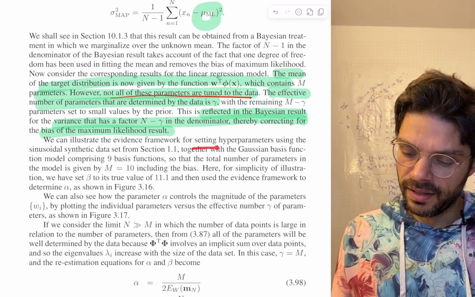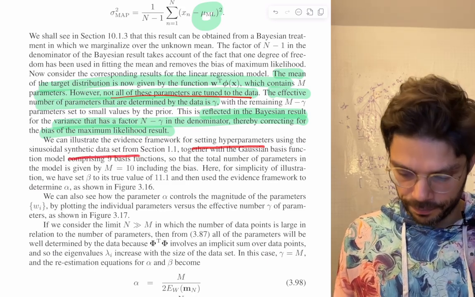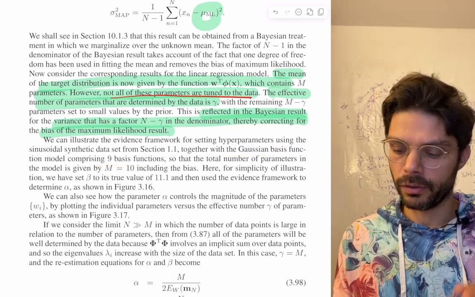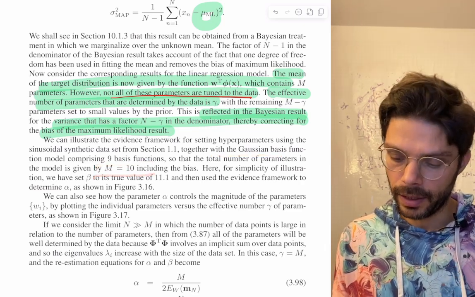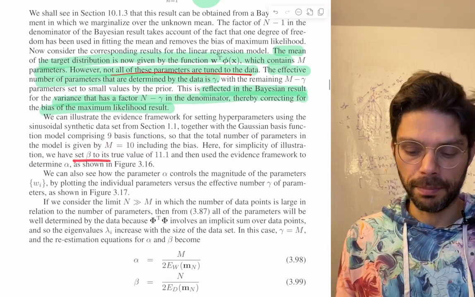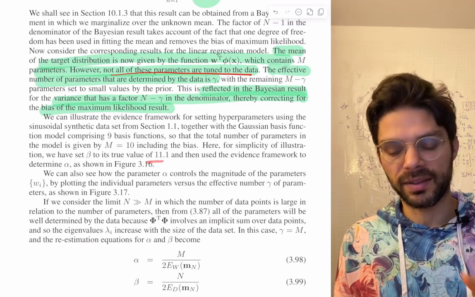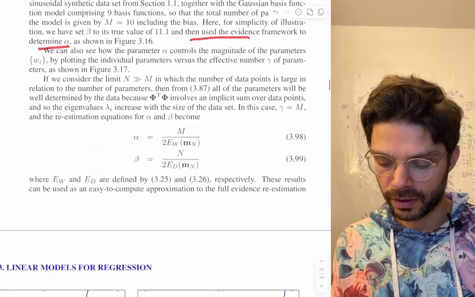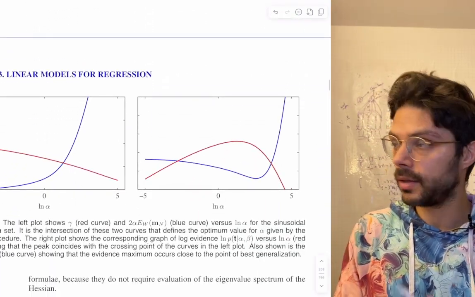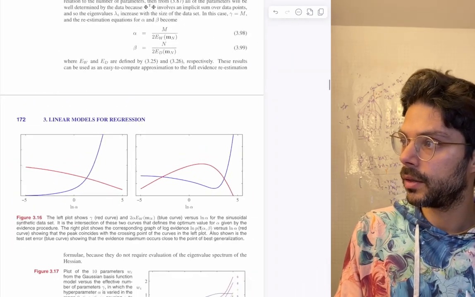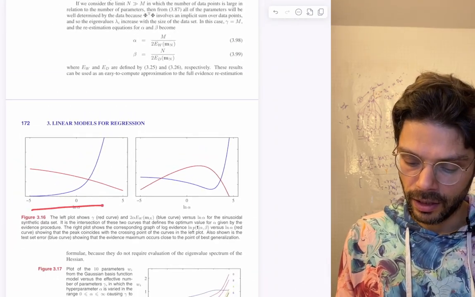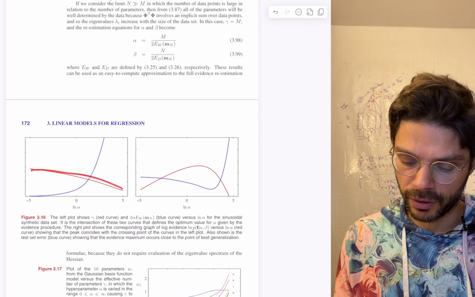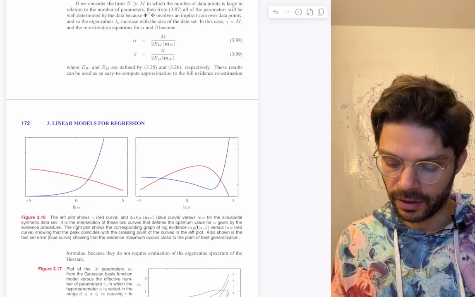By setting the parameters using the sinusoidal synthetic data that we always work with, together with the Gaussian basis function model comprising 9 basis functions, the total number of parameters is 10, including the bias. We've set beta to its true value again, so we're not estimating beta. We're just going to use the evidence framework to determine alpha, as shown in figure 3.16. I don't think you can quite see this, but there's the gamma for different values of, in this case, ln alpha, doesn't matter.